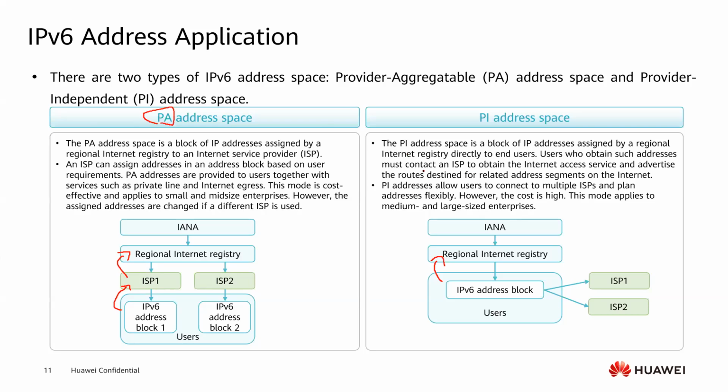For small and medium-sized enterprises, we suggest you use the PA address, just applied from the ISP. And if you are a large one, I hope you can use the PI address, just apply for the IP address from the regional internet registry.